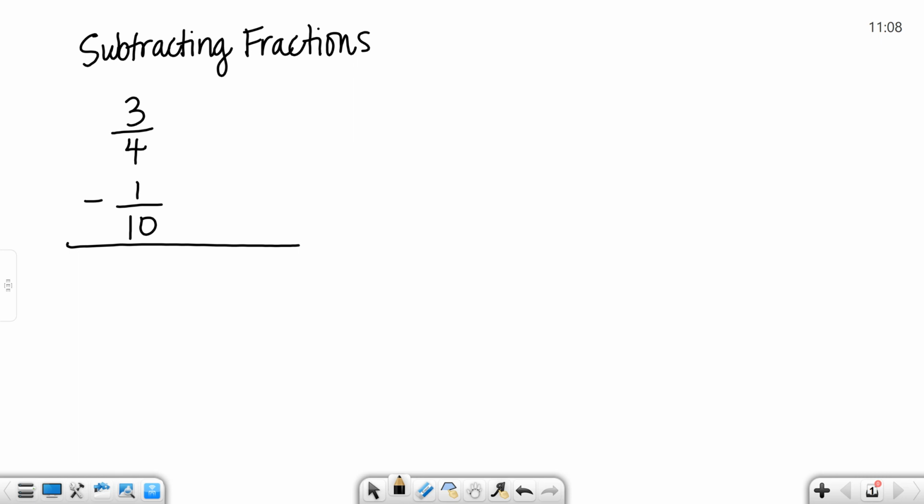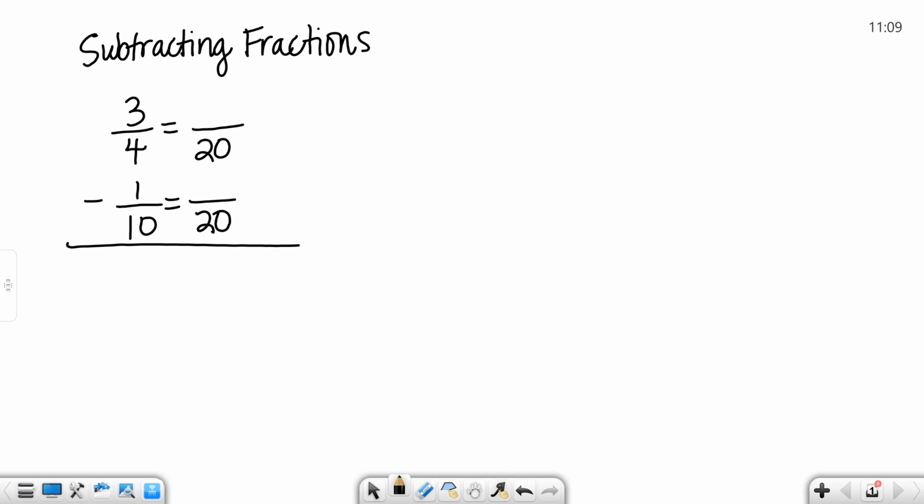our lowest common denominator would be 20. Now, if you looked at 4 and 10 and you thought that you might use 40, that would be okay. You would still get the correct answer. You would just likely have to reduce it at the end. So we're going to use 20 since that's the lowest common denominator. So I put my fractions out here with a denominator of 20.